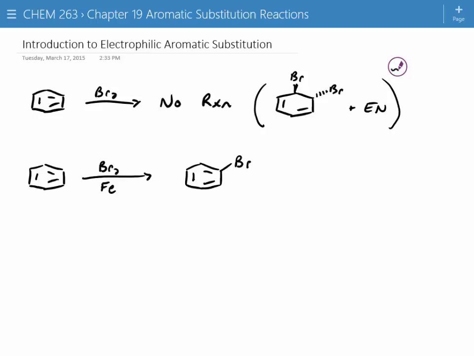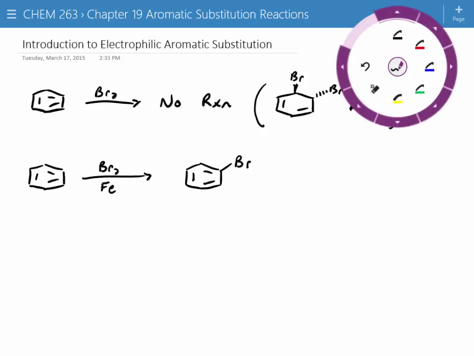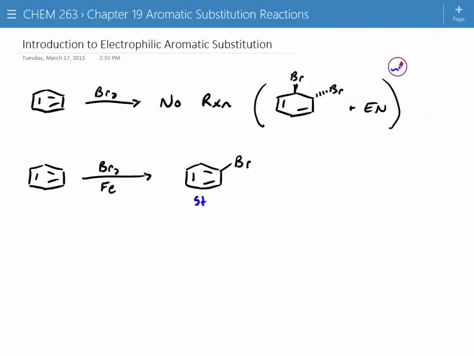If we look at the top one, is it aromatic? No, we've broken aromaticity in the top one. The bottom one, it's still aromatic. So in this bottom reaction, we're actually able to do an electrophilic addition without breaking the aromaticity of the molecule. But in doing that, we can only install one halogen into this.